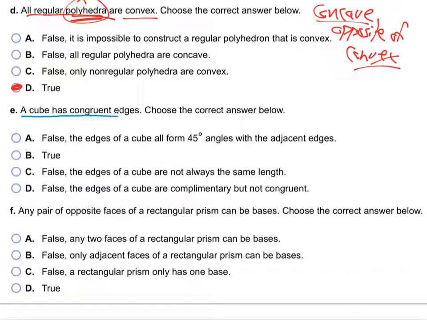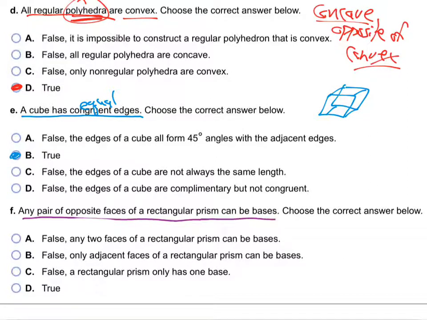A cube has congruent edges. Yeah, cube, that's like a six-sided die. Yeah, all congruent just means equal, right? Yeah, all the edges are equal. Yeah, that's true. Everything's equal. It's a perfect shape. F, any pair of opposite faces of a rectangular prism can be bases.